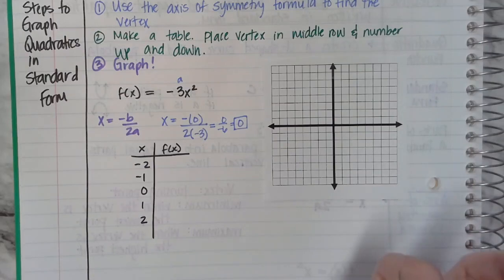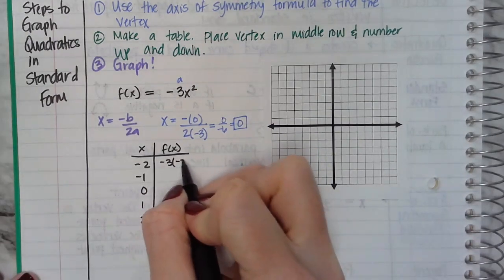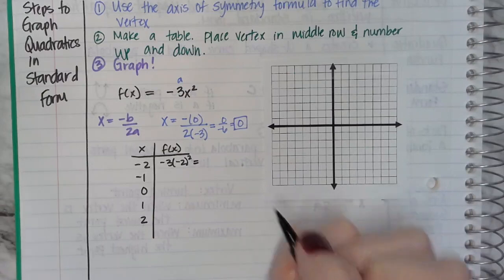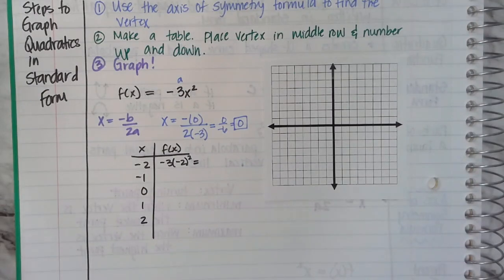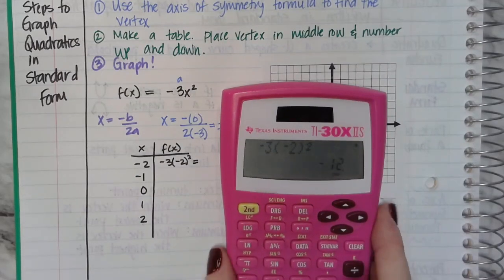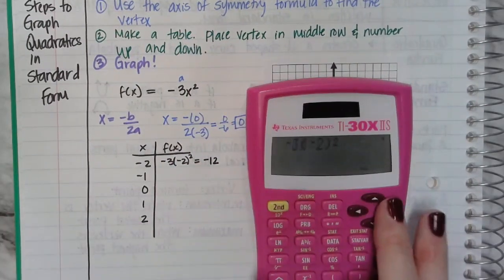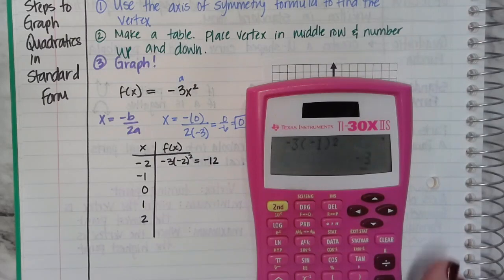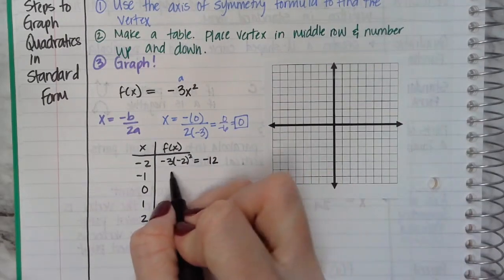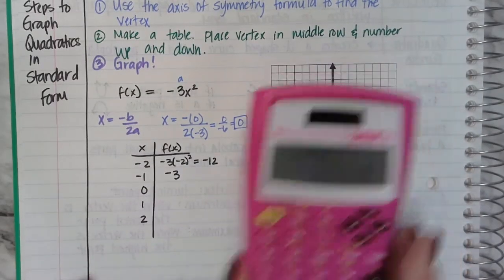Next, we're just going to complete the table. So we're going to evaluate the function for each of these values for x. So negative 3 times negative 2 squared equals, and you can just use your calculator for this. It'll make it really quick for you. So negative 3 times negative 2 squared. And we get negative 12. And then I'm going to type in a negative 1, and I get negative 3. I'm going to type in a 0 now, and I get 0.